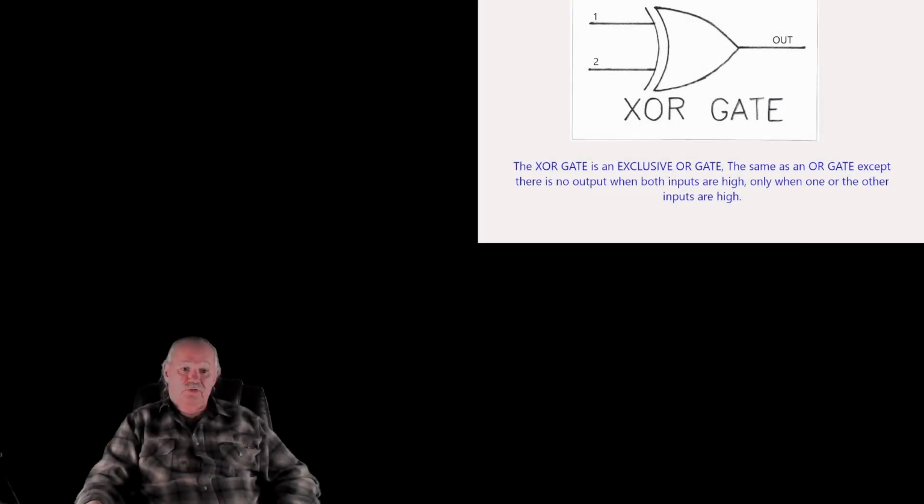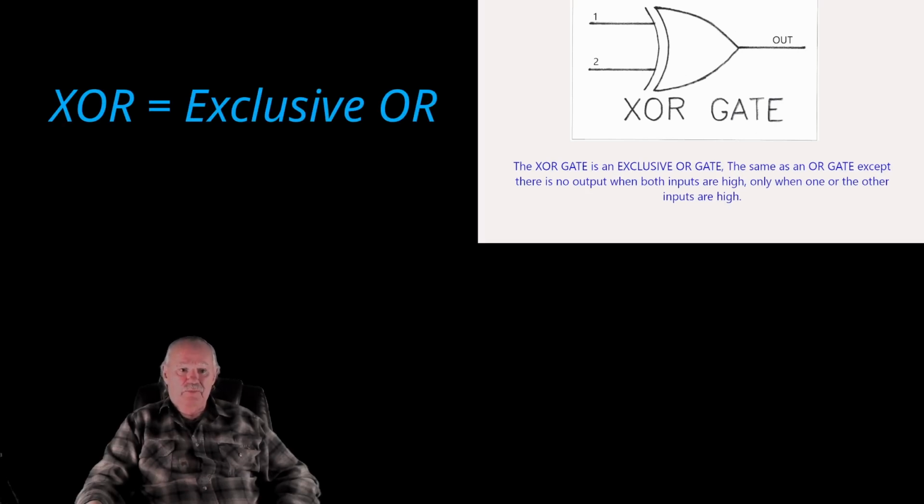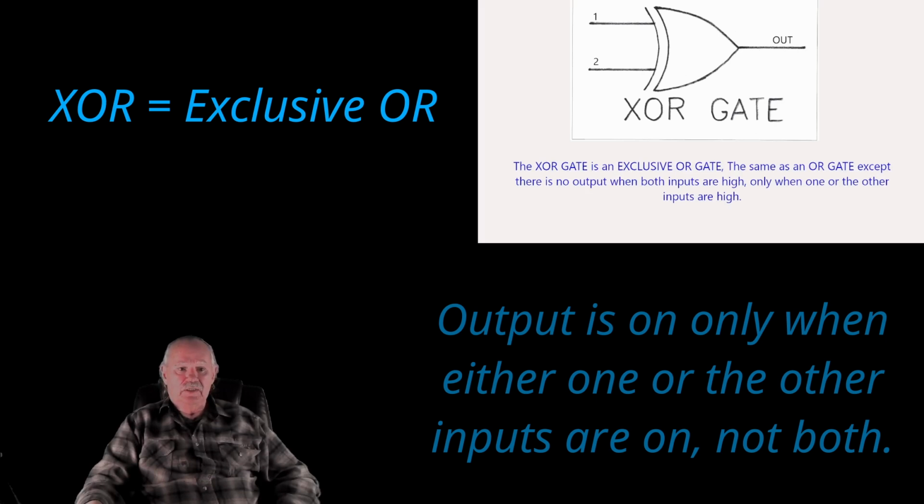The XOR, or exclusive OR gate, is the same as an OR gate, except the output is not high when both inputs are high. It is strictly either one or the other in order to get an output from an exclusive OR gate.